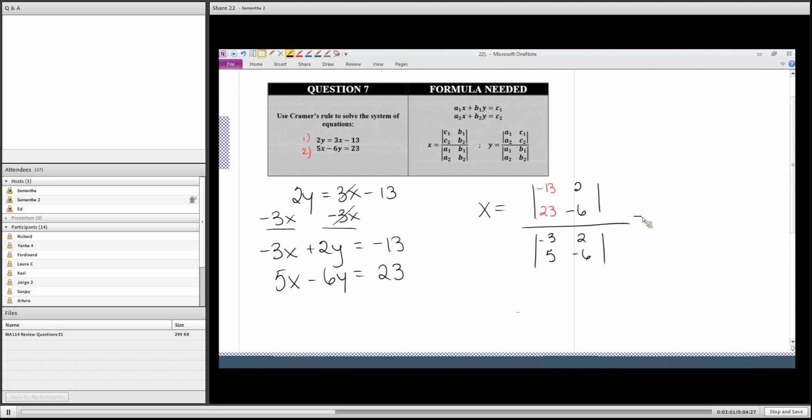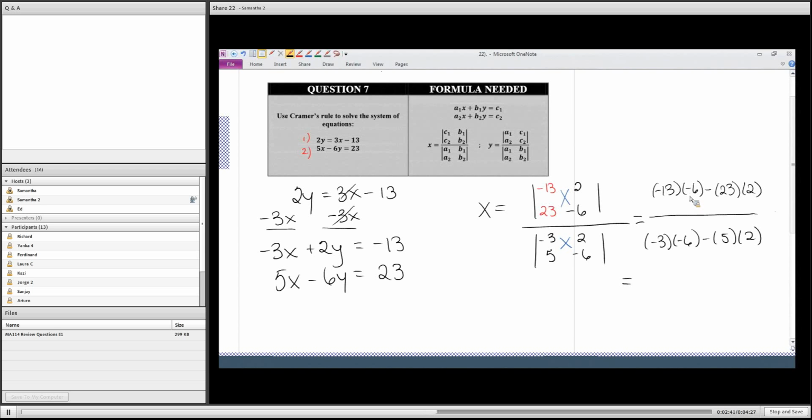So now let's evaluate the determinant. Kind of like cross multiplication. So we have negative 13 times negative 6 minus 23 times 2, divided by, same thing, you want to calculate the determinant, negative 3 times negative 6 minus 5 times 2. So you can multiply this out. If you want to use your calculator, you can multiply it out.